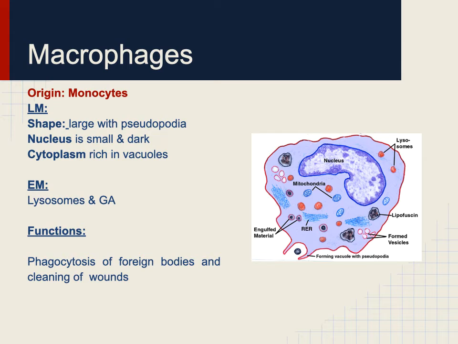By electron microscope, this contains different types of lysosomes. Different types of lysosomes include primary, secondary, and tertiary lysosomes. Their function is phagocytosis of foreign bodies and cleaning wounds to prepare the wound to be healed.